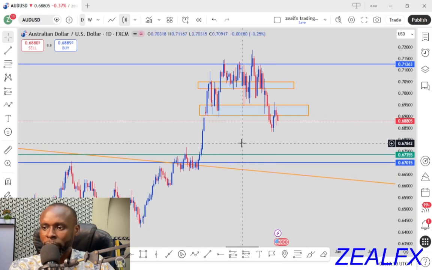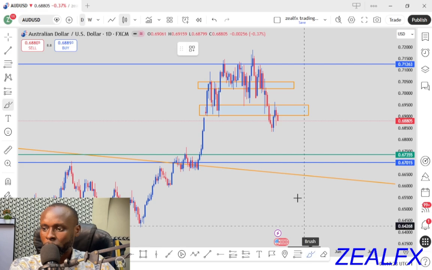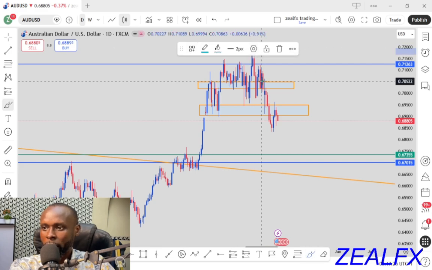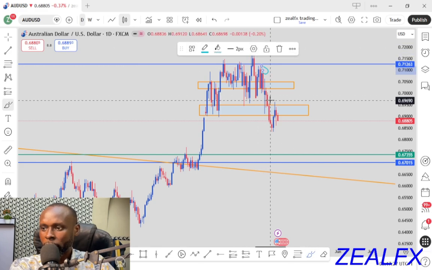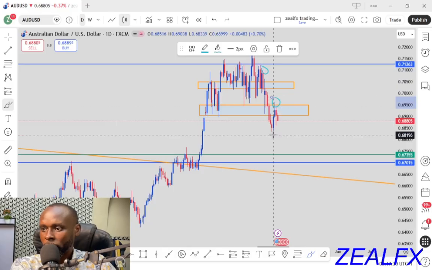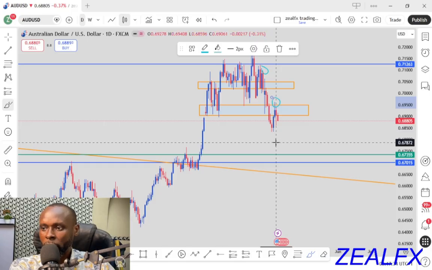So let's look at our next pair, which is the Australia USD. The Australia USD on the daily chart still has good bearish momentum. We have price creating a higher high, lower high, lower high. So this is a bearish momentum for the Australia USD.